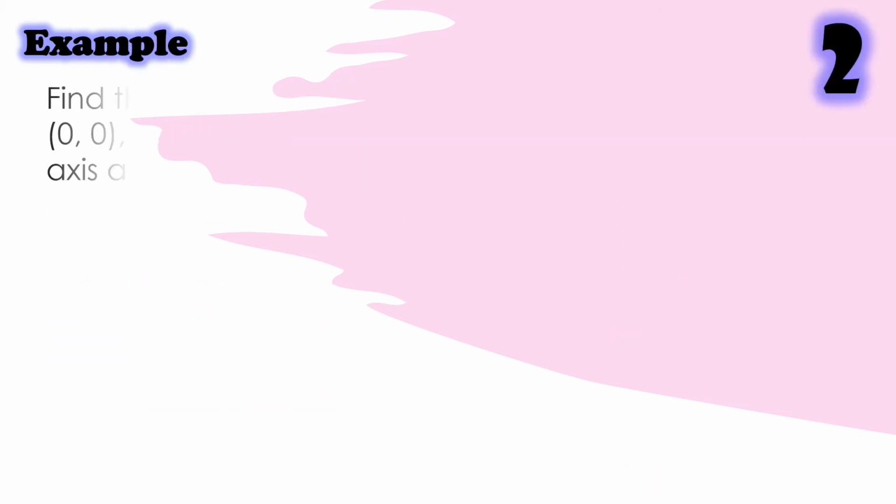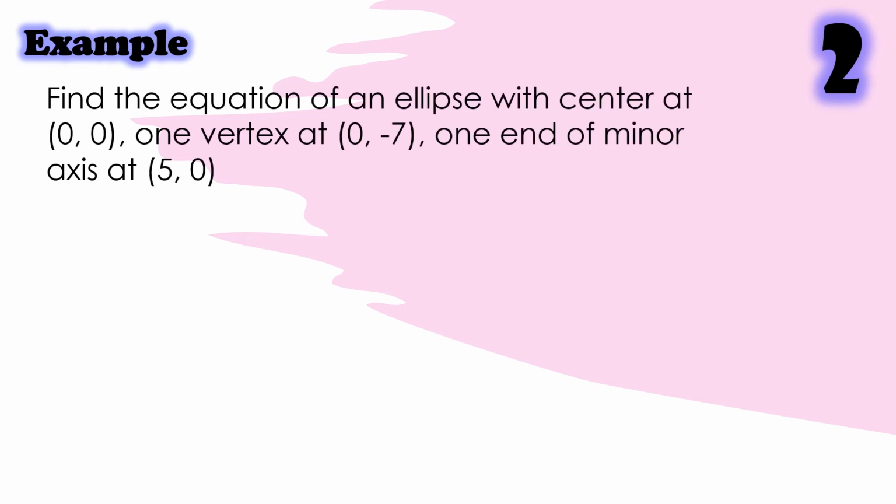Example number 2. Find the equation of an ellipse with center at 0, 0, one vertex at 0, negative 7, one end of minor axis at 5, 0. From the given information, we have center at the origin, a vertex at 0, negative 7, and one end of the minor axis. Hence, we have a co-vertex at 5, 0.